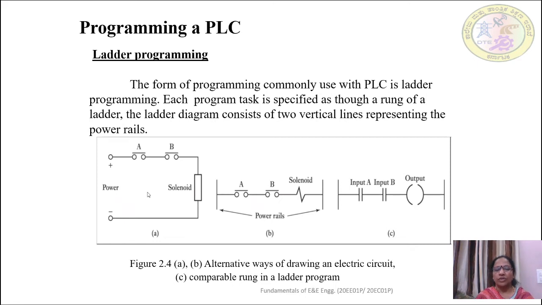When we come to figure C, it is a comparable rung in the ladder program. Here also we observe two inputs, input A and input B. Input A and input B are represented by two parallel lines, and the output is represented by the semicircle. So here we can see how the input and output are attached to the two vertical lines.